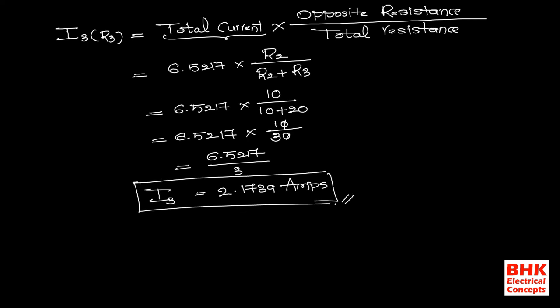Clear? Now this is the procedure we need to follow whenever we are going to find the values of currents which are divided from the total current and which are flowing in individual resistance branches. By using the current division rule in any network, we are going to get the values of currents like this. So this is the procedure we need to follow.